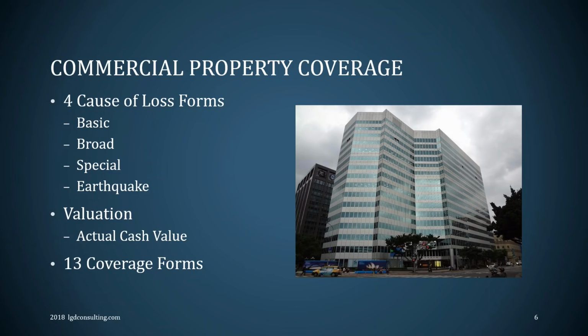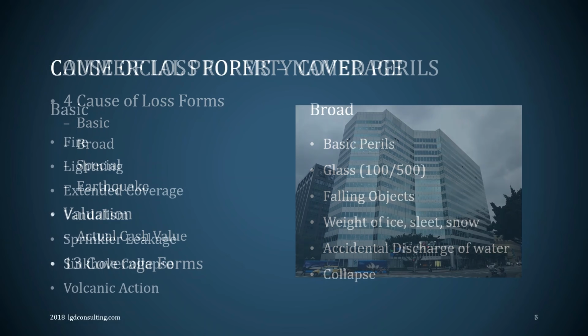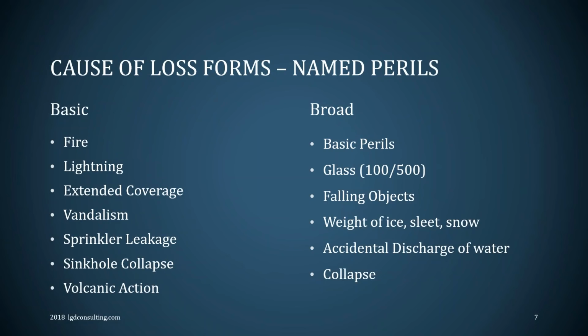Now, typically your homeowners and dwelling outside the basic form, it covers a replacement cost on the building and actual cash value on the contents. But remember, commercial property, actual cash value on everything. There are 13 different coverage forms. We probably won't go through all of them because it's not really needed. But we will discuss how they interact with each other and how you might want to add those on. Okay? So let's talk about those causal loss forms.